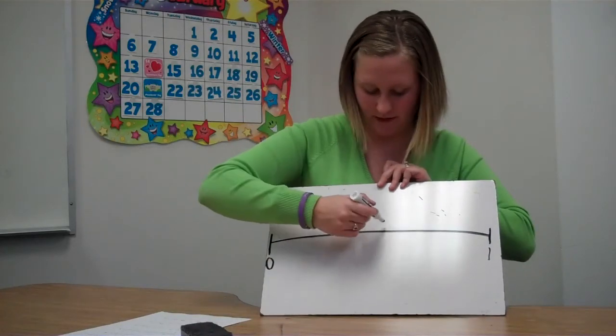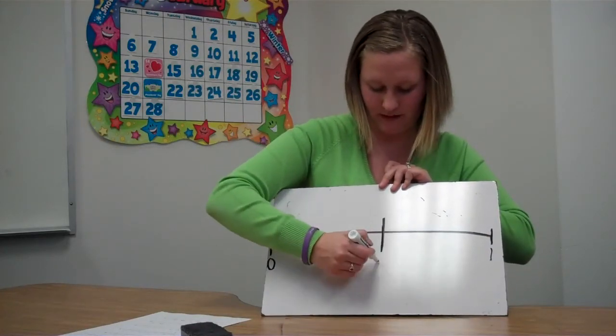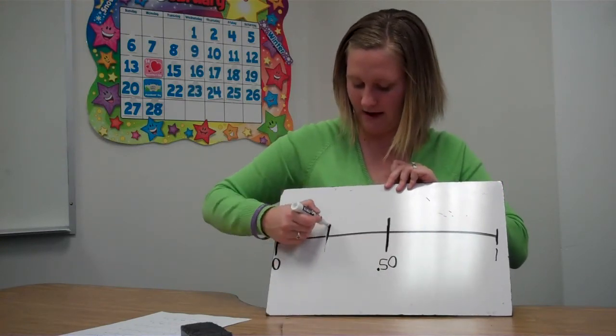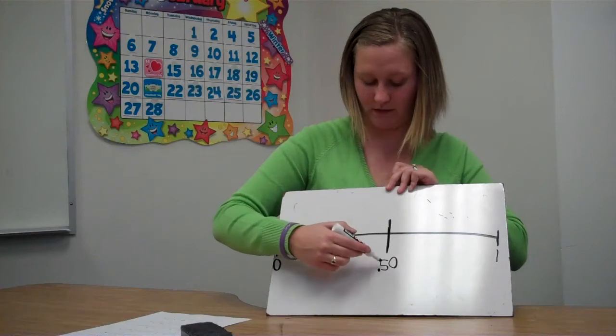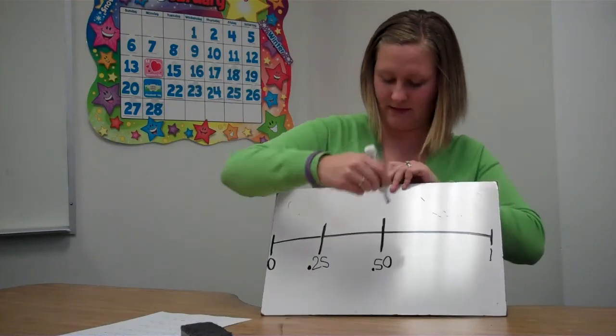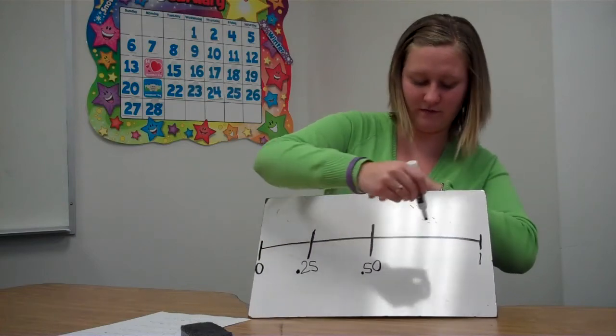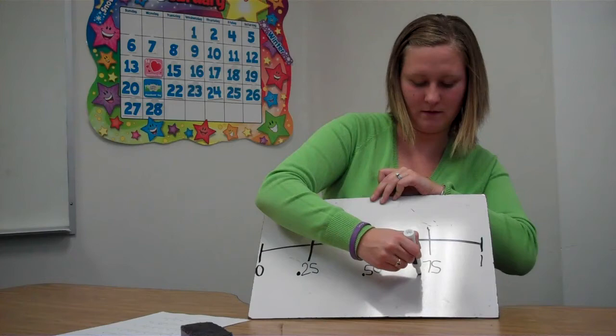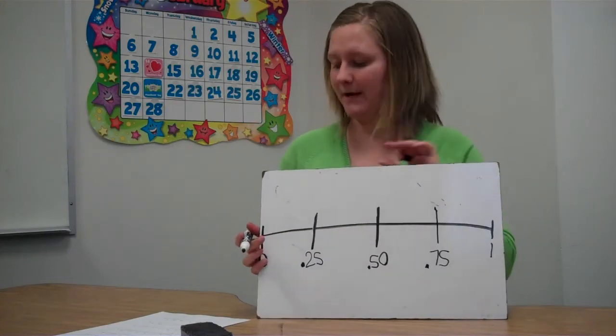Halfway in between 1 and 0 is 50 because it's 50 cents. The next one, halfway in between 0 and 50 is 25 because it's 25 cents. So it goes 0, 25, 50, 75, and then $1. Okay?